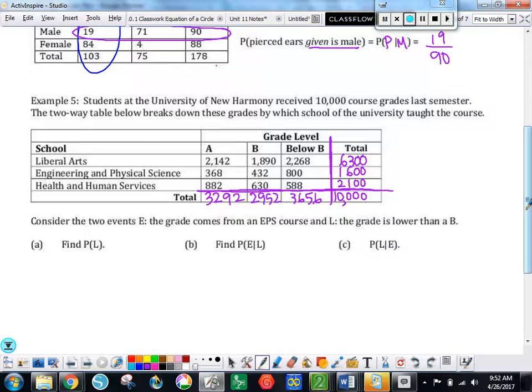And then if you look at the particular grades looking just at engineers, not as many A's and B's, a lot more below B's. What do you think?